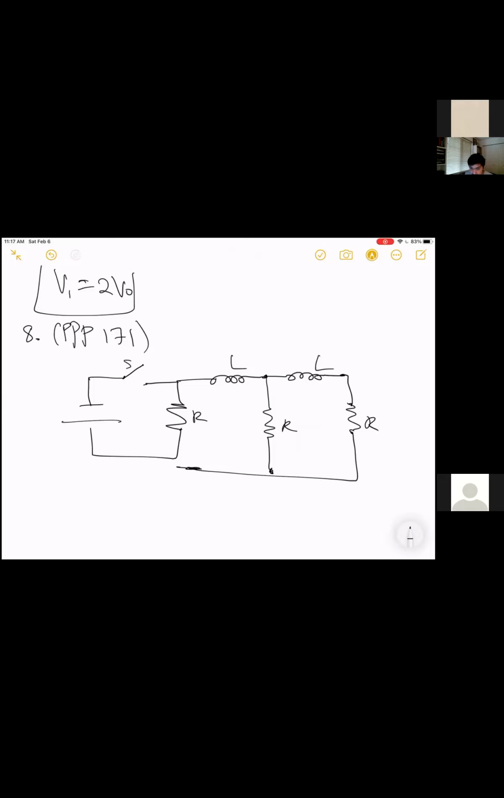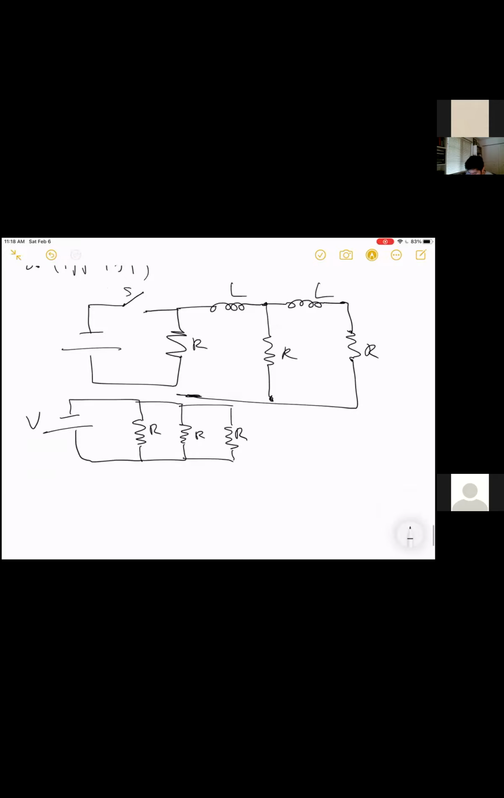Okay, so what does this mean? This means that the circuit in that case just looks like this. My drawing skills are really bad. And in this case, you can see that if the V is this, then the currents through all of these are just V over R. There's just a current V over R through all of them.